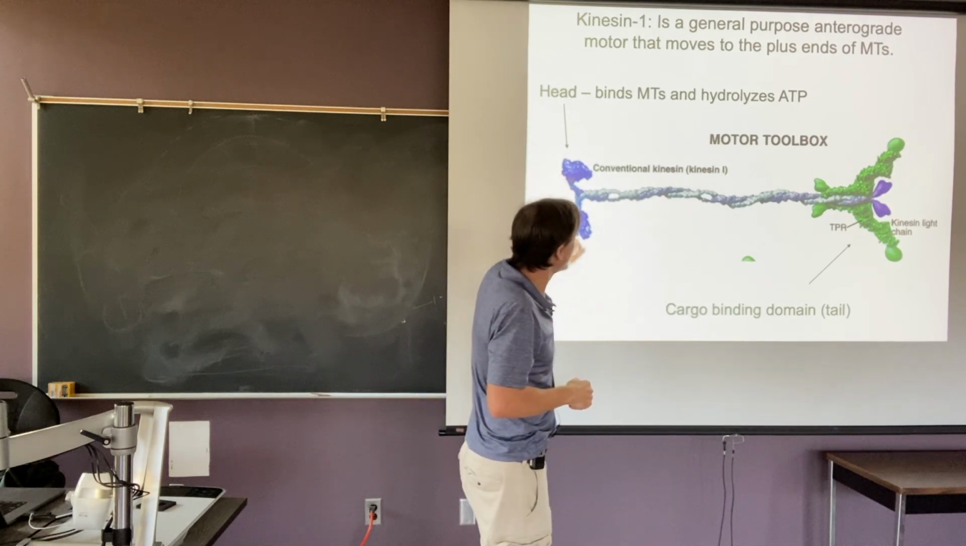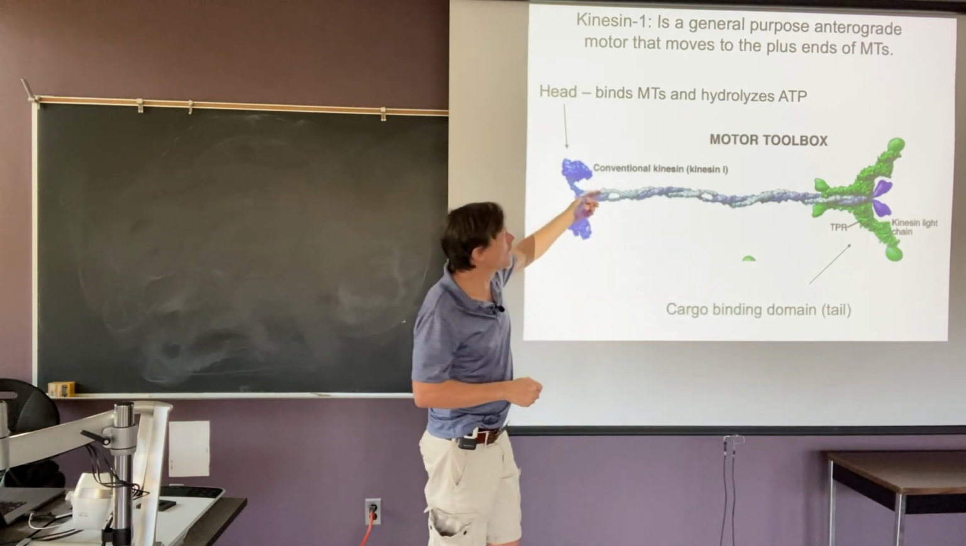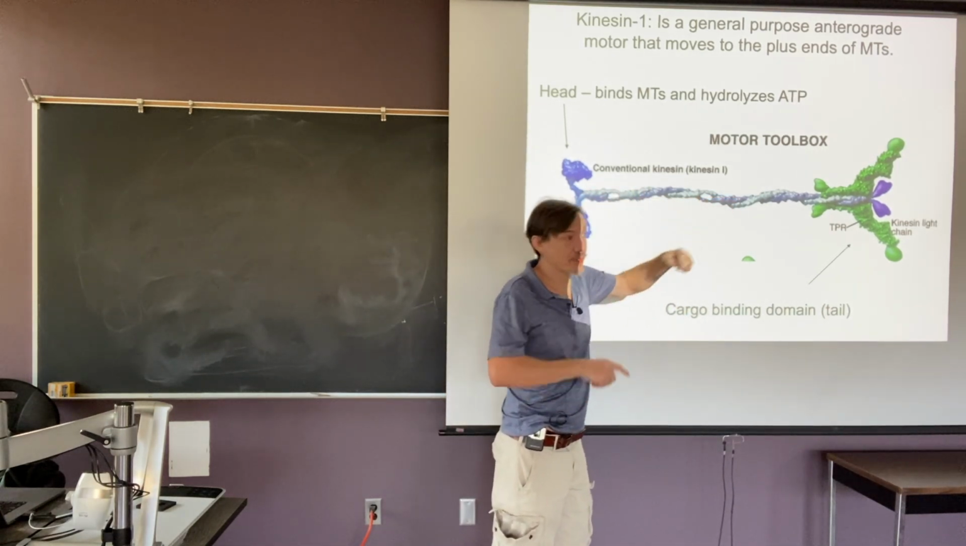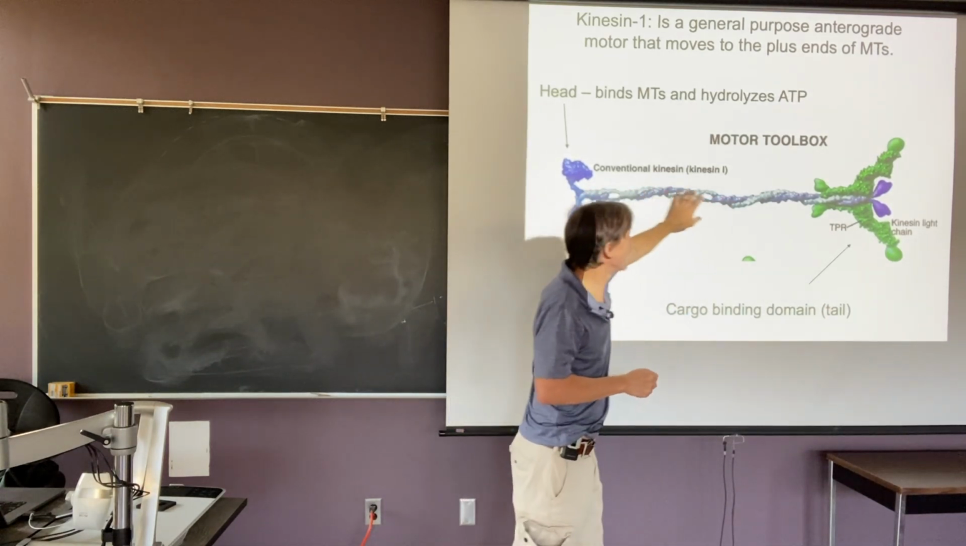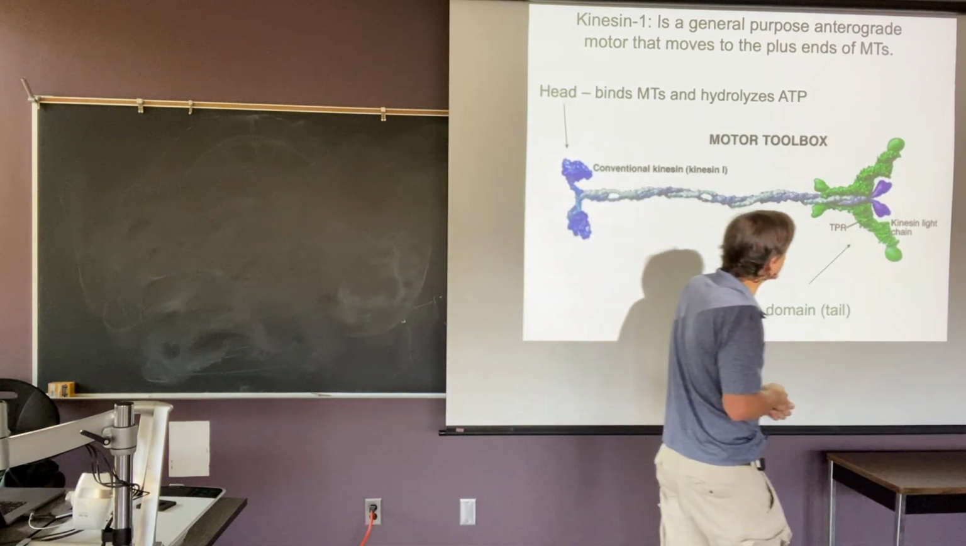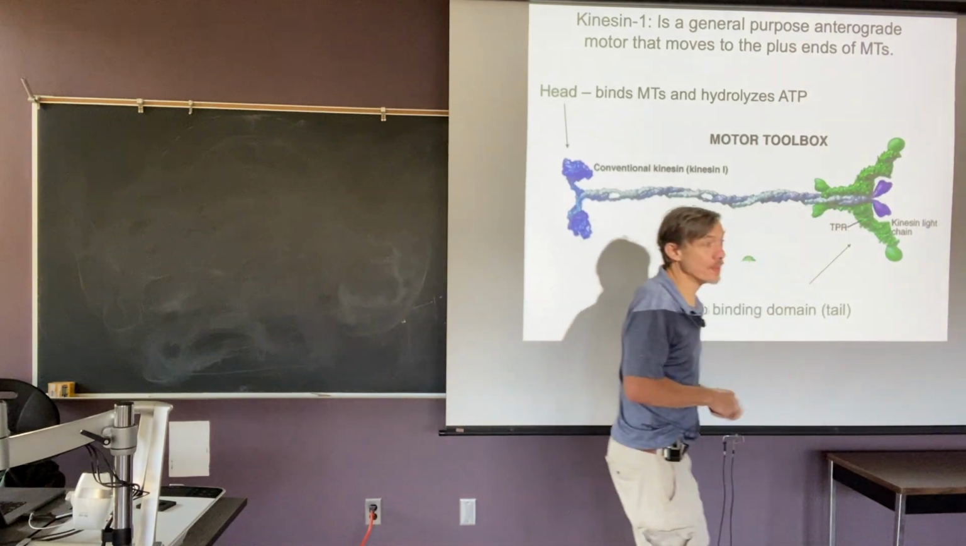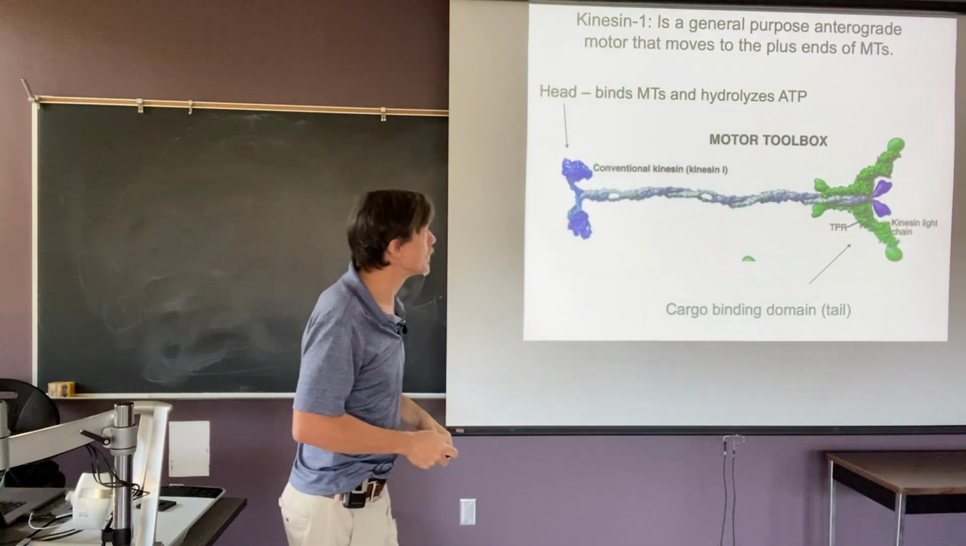So short little neck domains, a long stalk here, and this is sometimes called a coiled coil domain. So you have a coil, two different proteins interacting. And then once again, we have our kinesin light chains at the very tip of the tail to interact with cargoes.